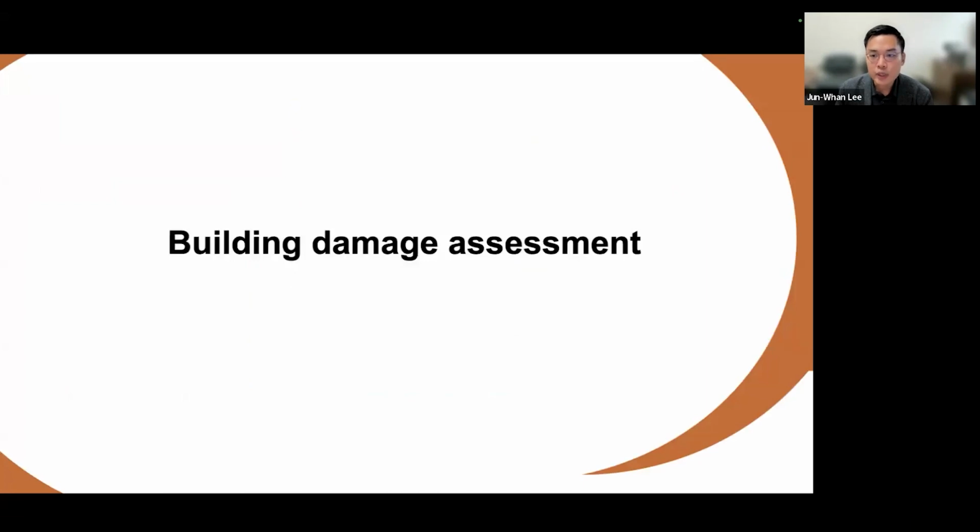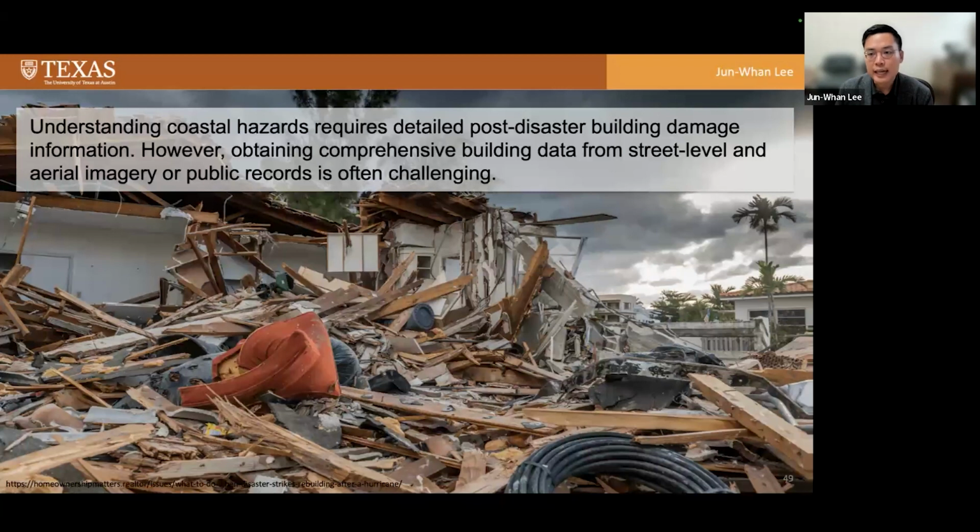And finally, we are also applying the machine learning approach to support post-coastal hazard building damage assessment. In order to better understand the impact of coastal hazards and prepare for future events, it is very important to assess post-disaster building damage. However, obtaining comprehensive building damage data from street level or aerial imagery or from public records is often challenging because of severe damage like in this photo.